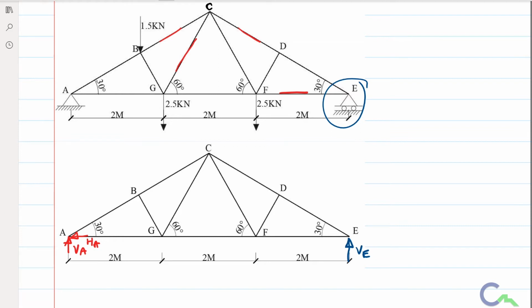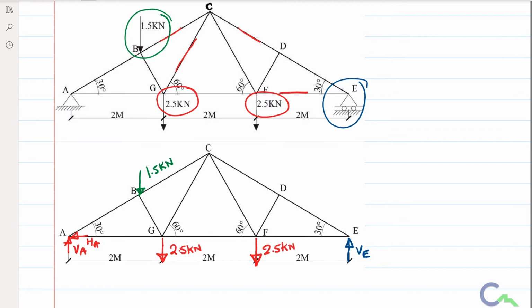After that they given 1.5 kilonewton point force acting at B, I will take as it is in the downward direction, 1.5 kilonewton. At point G they given one 2.5 kilonewton load which is acting downward, 2.5 kilonewton. Then at point F also one more force is acting, that is 2.5 kilonewton.